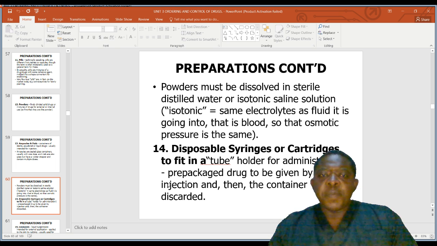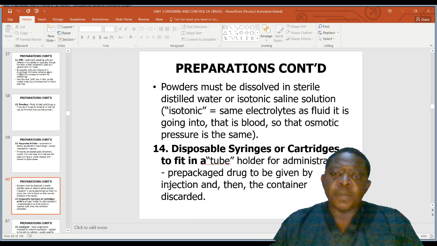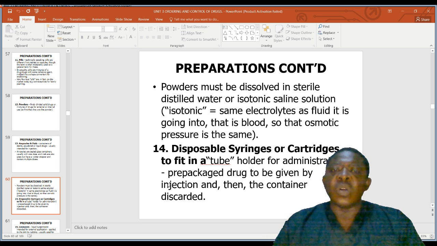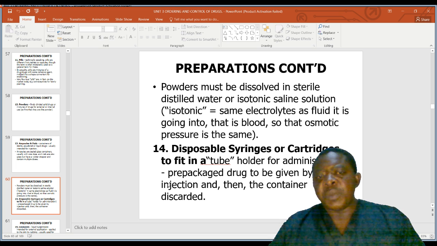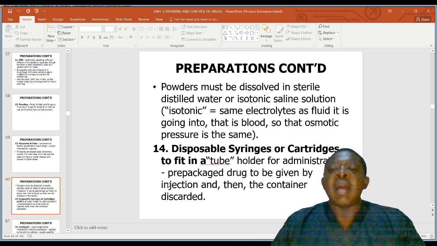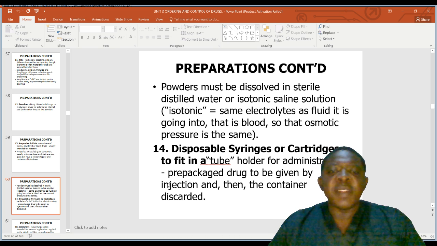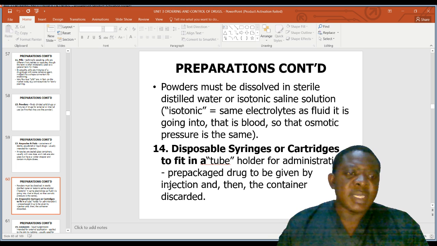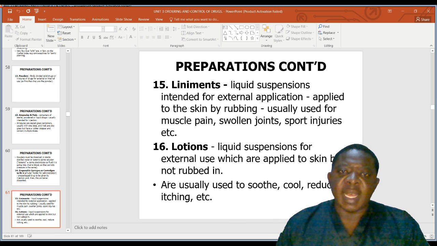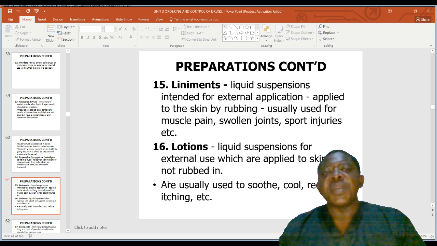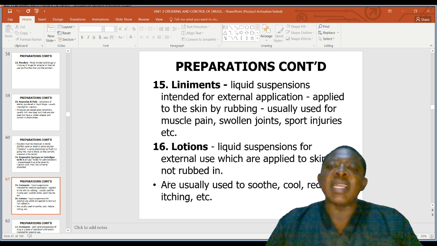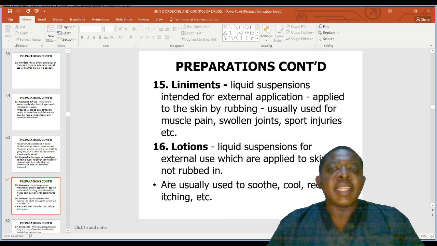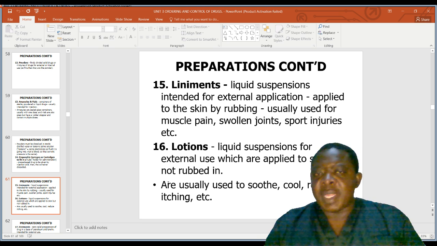Then on preparations, we can talk about disposable syringes or cartridges to fit in a tube holder for administration. So these are pre-packed drugs to be given by injection, and then the container is discarded. Then on preparations we also have liniments. Liniments are liquid suspensions intended for external application.